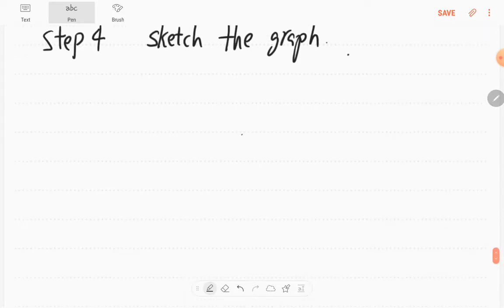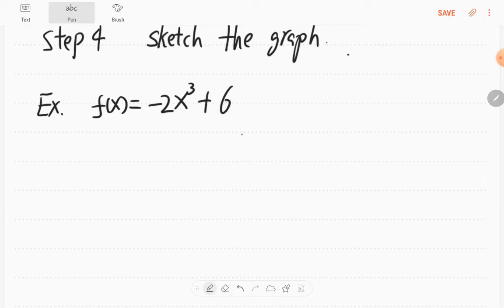Okay, so now let's look at this example. f of x equals negative x cubed plus 6x squared minus 9 over 2 x. So this is a polynomial, right? The first step, find the end behavior.